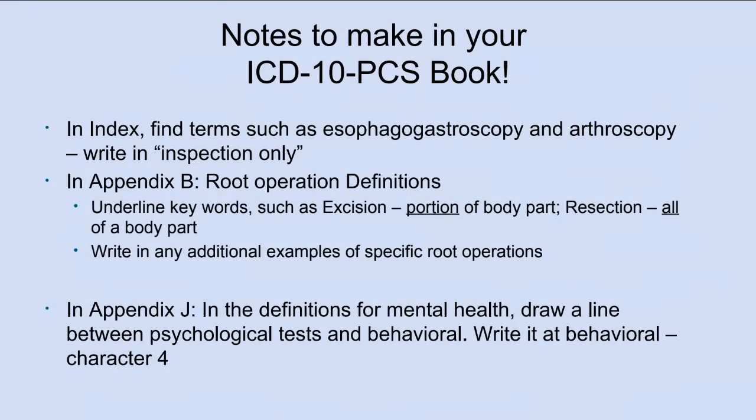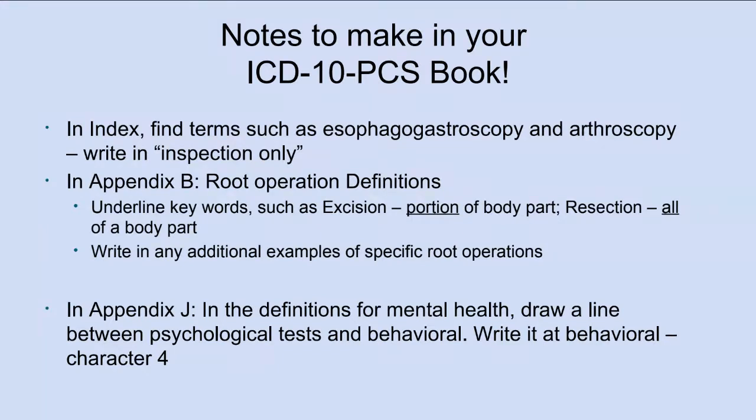So it's impossible to remember all these guidelines, and it's very easy to get confused. So here's some suggestions to write for notes in your CPT, your ICD-10 PCS book to help you remember the guidelines. Find terms such as esophagogastroscopy, arthroscopy. They give you that root operation J inspection and write in inspection only. That way when you go to that, you won't go, great, here's the whole code, and just write it down. A lot of students have done that, and it's wrong. It may very well not be correct.